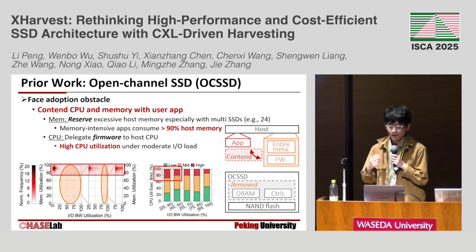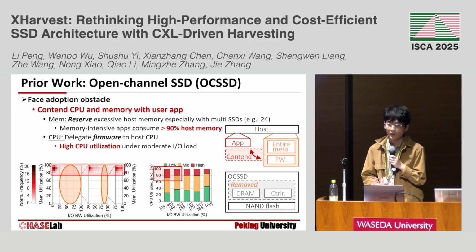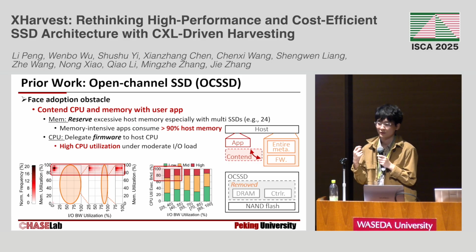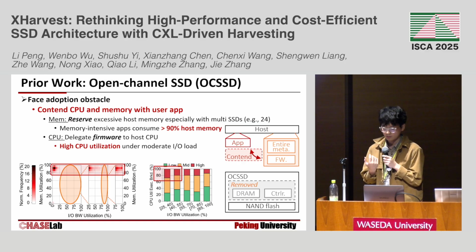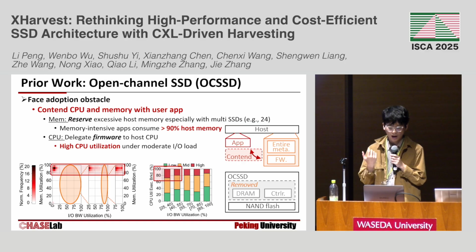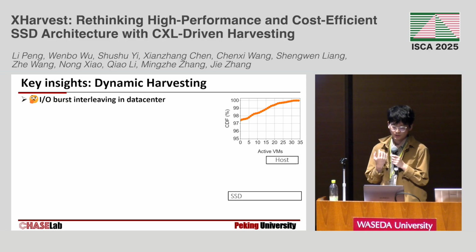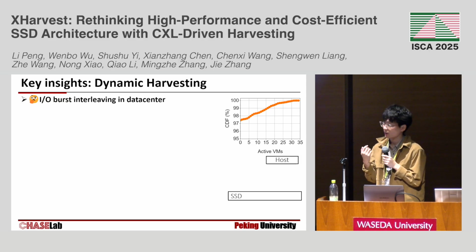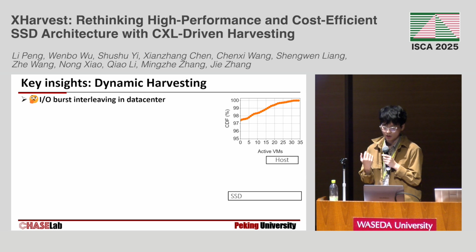Moreover, by delegating firmware execution to the host, OCSD also leads to CPU contention, as applications simultaneously utilize the host CPU for their computation. We observe that applications maintain high CPU utilization even under moderate I/O loads. Our observed resource utilization characteristics in data centers imply a dynamic resource exploitation method to address this challenge.